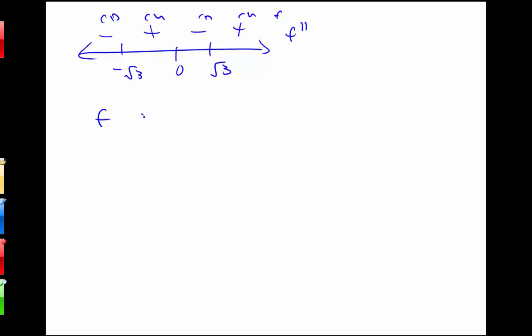So we have f is concave down on the intervals from negative infinity to negative root 3, as well as from, let's see, 0 to root 3.